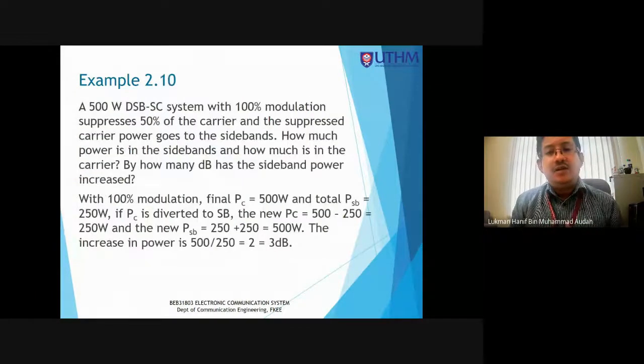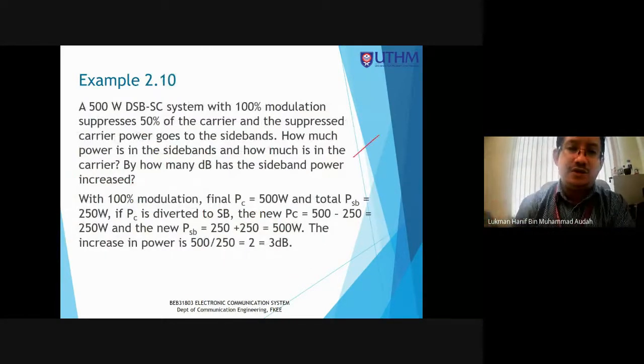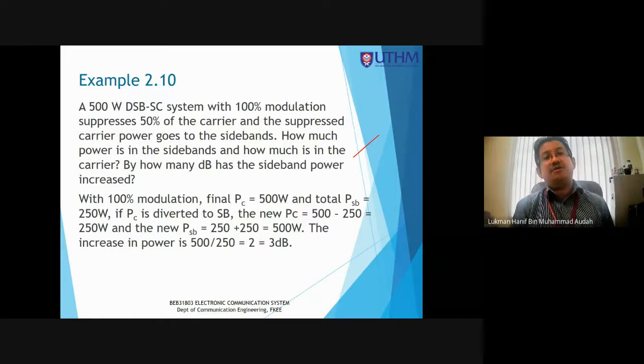Okay. So this example is similar with the example 2.9. Okay, dia sama je sebenarnya, konsepnya sama. Ini boleh baca sendirilah. You can read on your own. Okay, konsepnya sama. Okay, sama macam example 2.9.